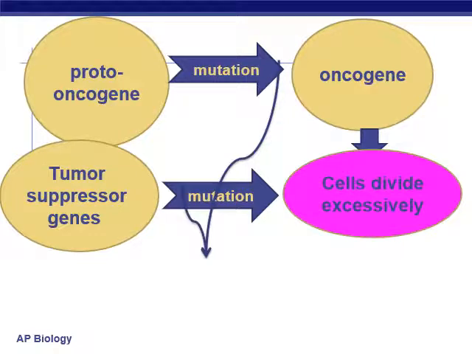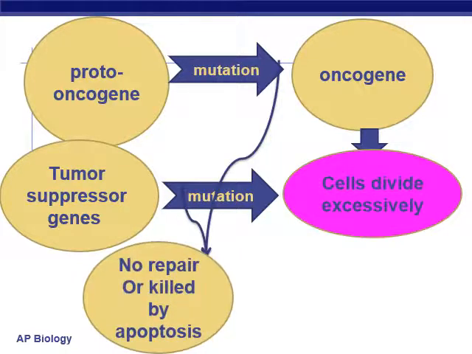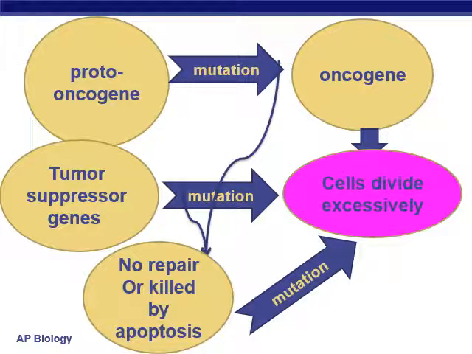Any mutated gene will be either repaired by DNA repair genes or killed by genes called apoptosis genes. If the genes are not repaired and not killed by apoptosis, this causes cells to divide excessively and causes cancer.